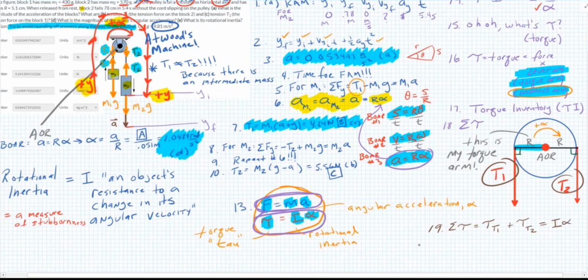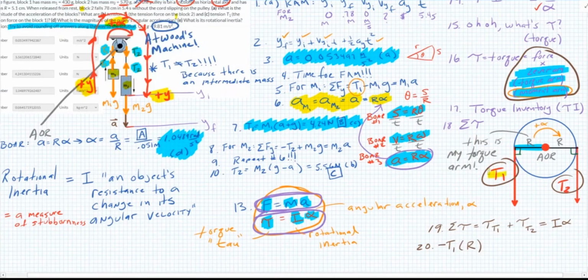Okay, so let's keep going. This is number 20. Torque is lever arm times force. I have T1, there's my force. Here's my lever arm. T1 times R. Now, here's the other thing. This is producing a negative torque. Look at what T1 is doing.